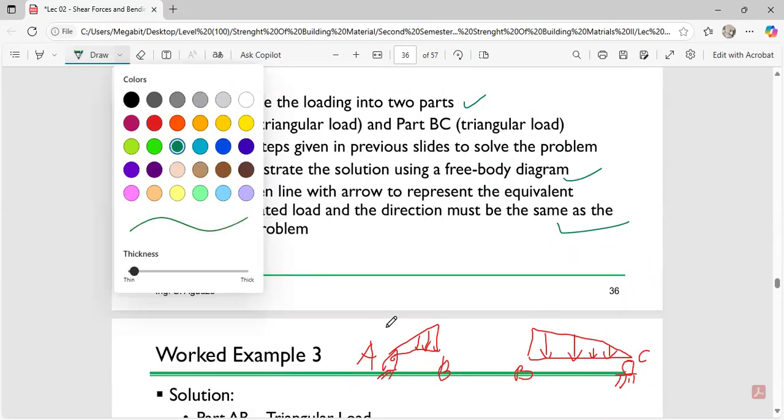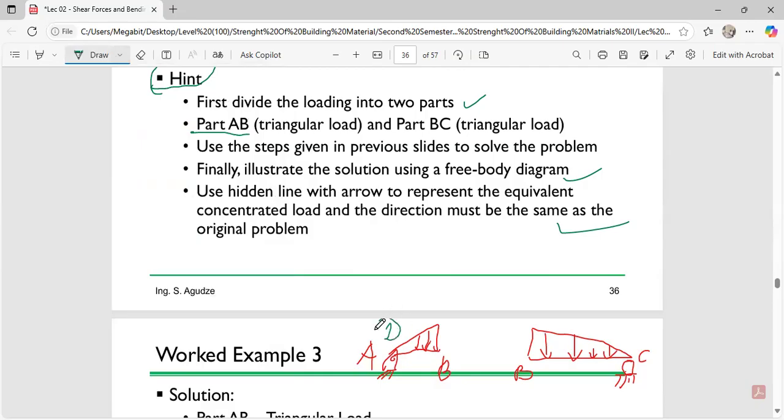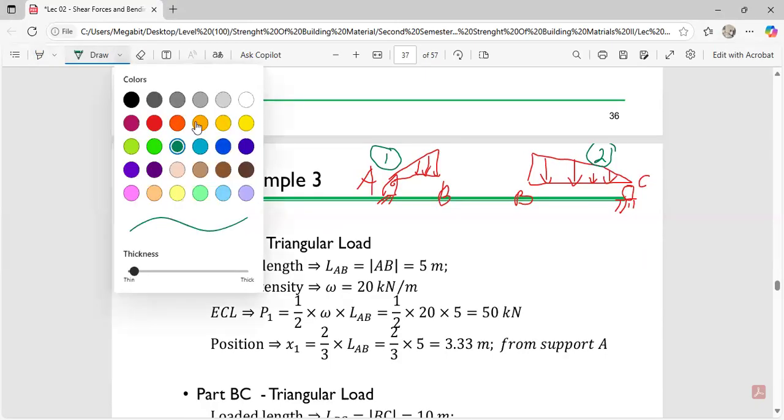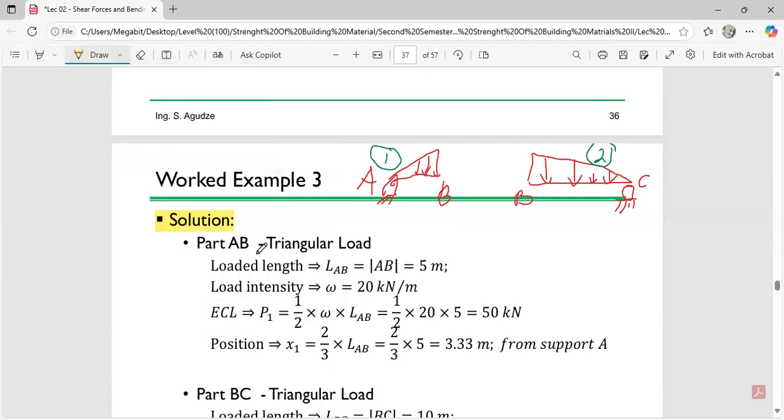So this is our first section we are going to solve first. Then this is our section 2. Okay, let me redraw this and write it well. So this is section 1. In taking the part AB, how did we go about it? You write the solution before you start. So the part AB is a triangular load.